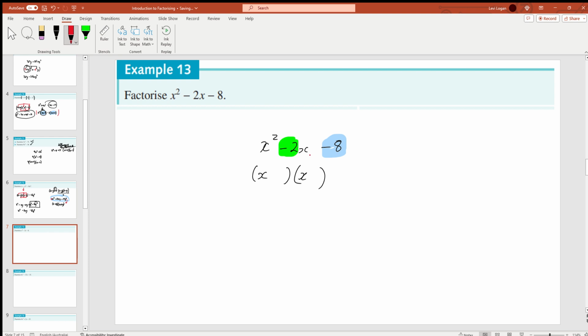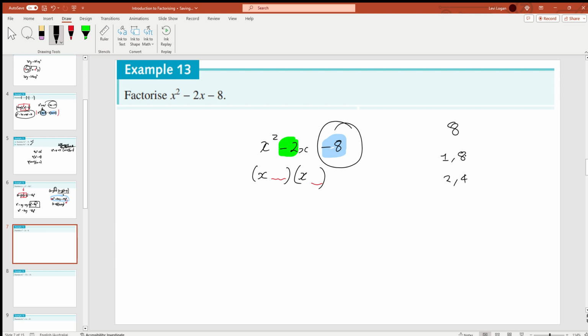Now, there's no other terms here, there's no y squares or anything, so we know these placeholders will be numbers, but we don't know what numbers they are. So when you get given something like this, you need to think, alright, what two numbers multiply to give minus 8 and add to give minus 2? So what I think of is, alright, what are the factors of 8? Well, you've got 1 and 8, you've got 2 and 4, and what else? That's about it, I think.